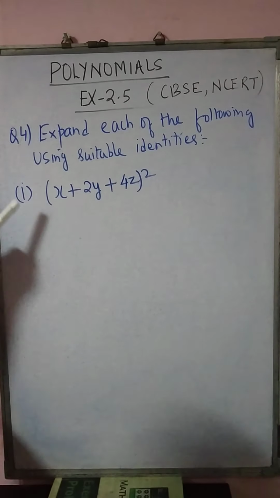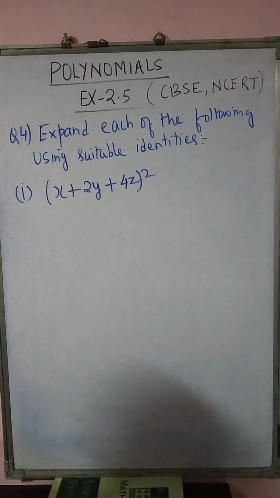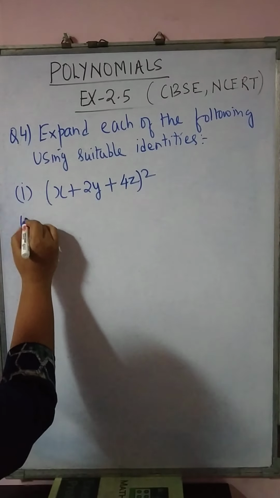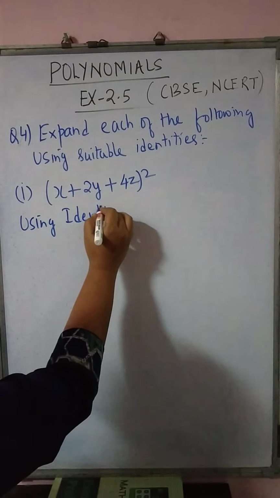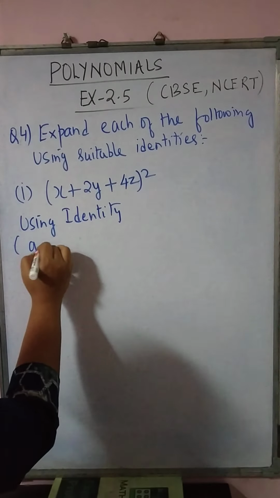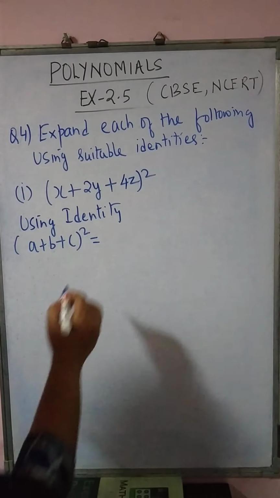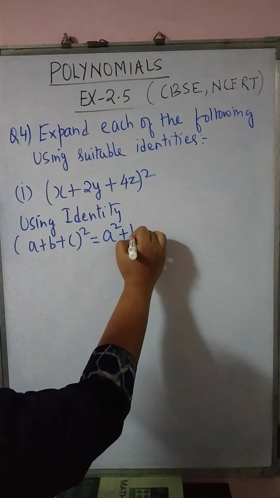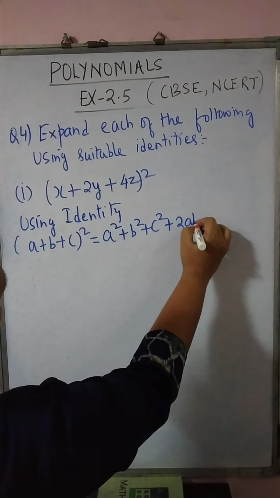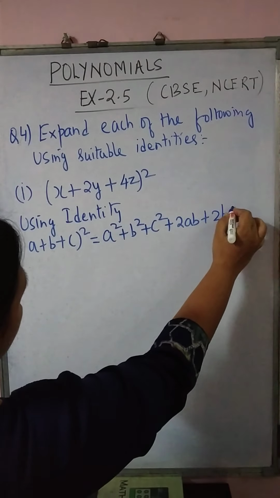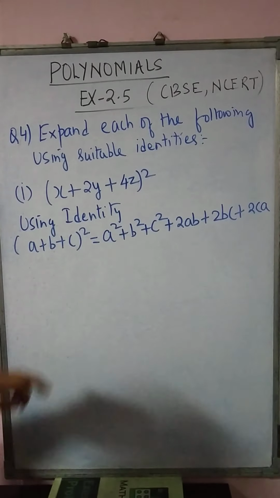Okay children, question number 4, first part. This question we will solve by using this identity: (a + b + c) the whole square is equal to a square plus b square plus c square plus 2ab plus 2bc plus 2ca. Okay, we have to use this identity.